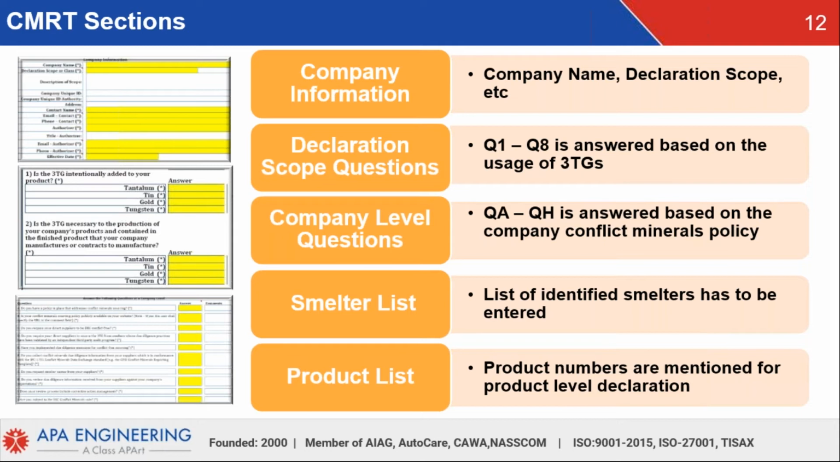The fourth and important section is the list of smelters and the mine locations that are present in your supply chain while sourcing the 3TG, along with the mine information. The fifth section is the product list, which needs to be entered only if the declaration scope is chosen as product level, and the list of products needs to be entered here. Next slide.